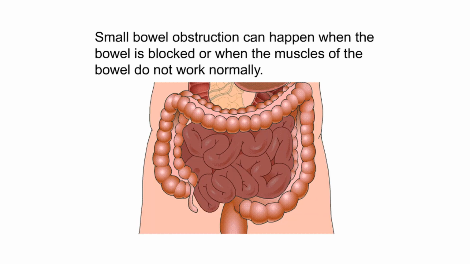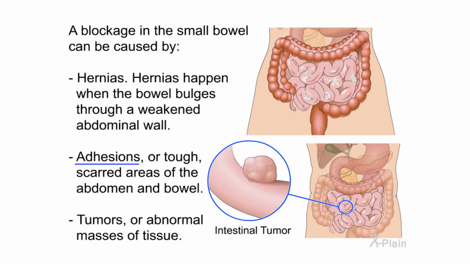Causes. Small bowel obstruction can happen when the bowel is blocked or when the muscles of the bowel do not work normally. A blockage in the small bowel can be caused by hernias. Hernias happen when the bowel bulges through a weakened abdominal wall. Adhesions, or tough, scarred areas of the abdomen and bowel. Tumors, or abnormal masses of tissue.